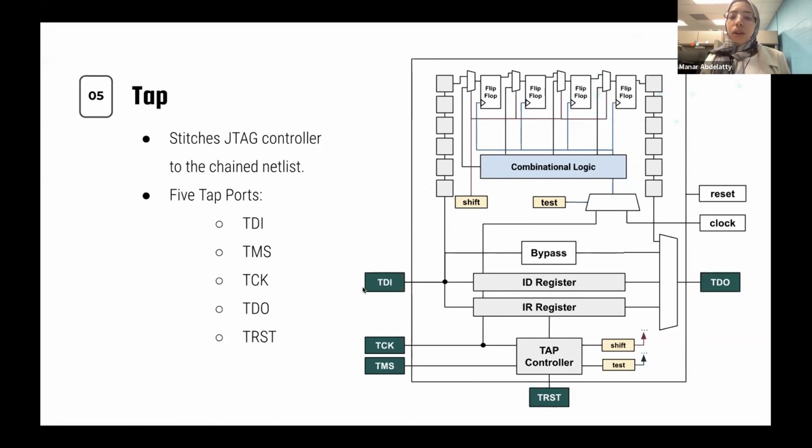And these ports are: one for the test data in, which is used for shifting in the generated test vector, and the test data out, which is used for shifting out the testing response. And we have also a testing clock port, and we have a TMS port, which is used for navigating the finite state machine inside the TAP controller here. And this is used for putting the circuit inside the testing mode or putting it out of the testing mode. And we also have a test reset signal.